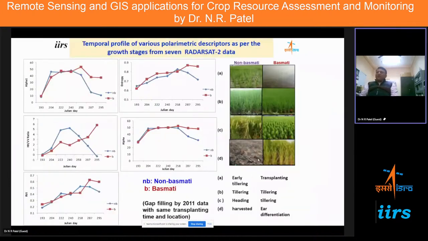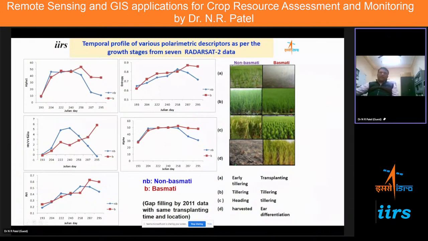As I said, crop inventory is not only possible with optical data, because optical satellites are not able to capture information from the ground during cloudy season. The cloud limitation is there, because during cloudy season you will get cloud contamination. But wherever there is cloud, you can get microwave remote sensing data like SAR. Using SAR, you can map rice or any crop which is cultivated during the rainy season.